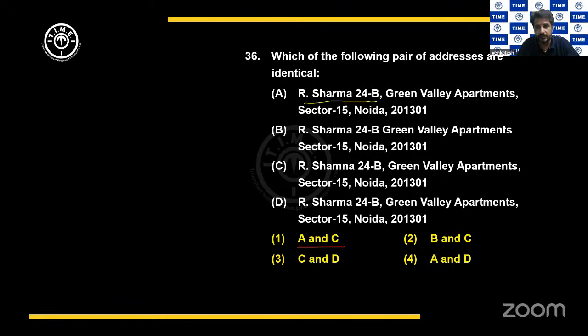R. Sharma 24-B, R. Sharma 24B. Comma is there, comma is there. Green Valley Apartments, Green Valley APARTMENTS. Comma, comma. Sector 15, Sector 15. Noida, Noida. 201, 301, 201, 301. Nothing wrong with this. So I can say that A and C are identical. Only one option is matching. So A and C are identical.